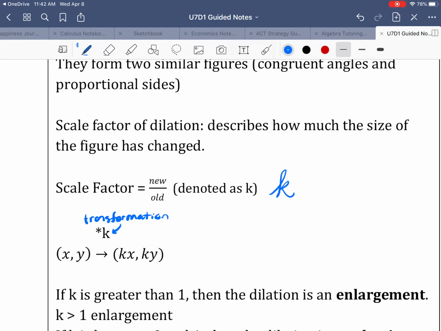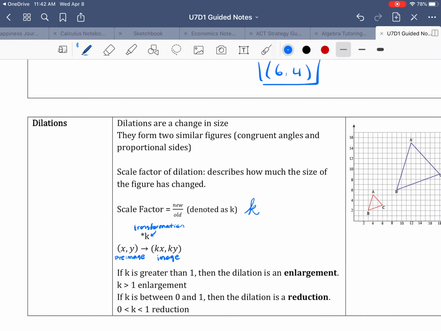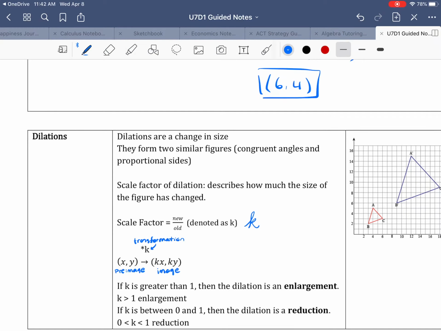Right? It's going to tell us how much bigger or smaller our new figure is. And this is our pre-image, and this is our image. If you have a scale factor that is greater than 1, it is an enlargement. It is larger than 1. If your scale factor is between 0 and 1, then your dilation is a reduction. It means it's going to get smaller.